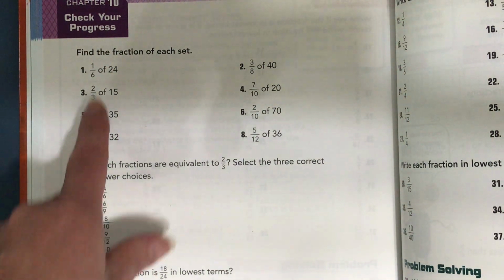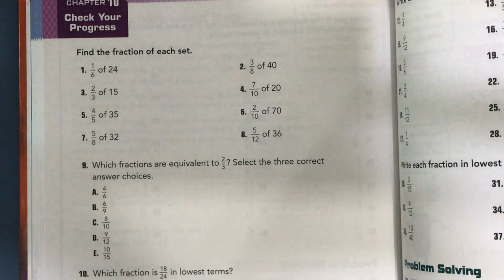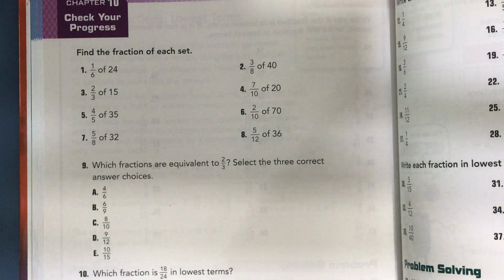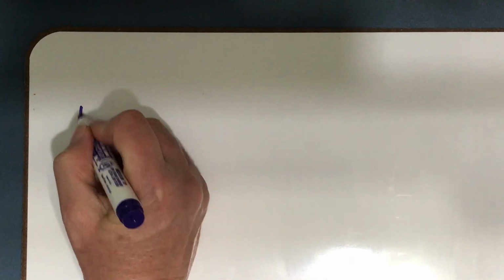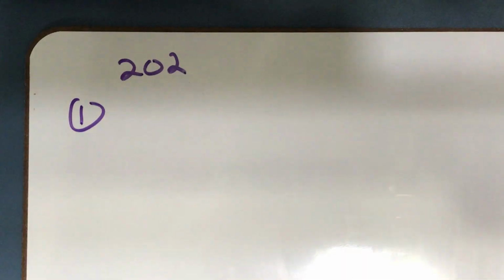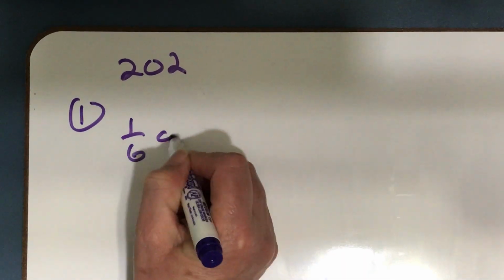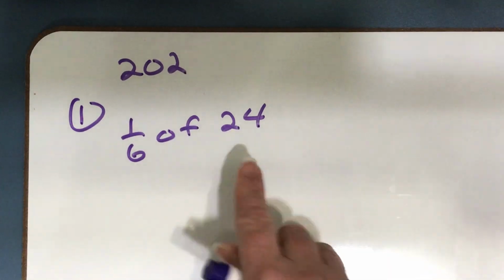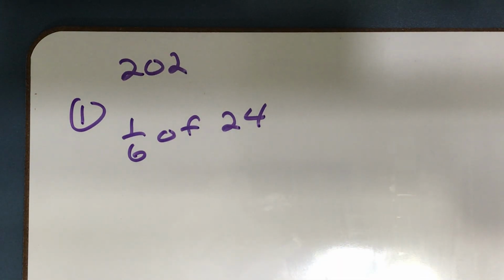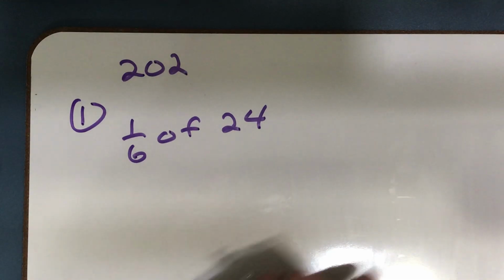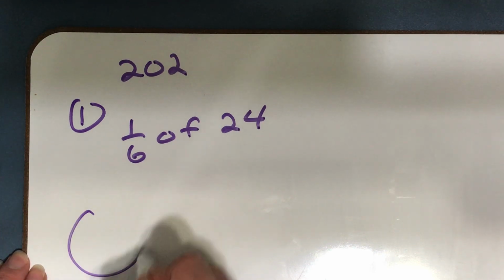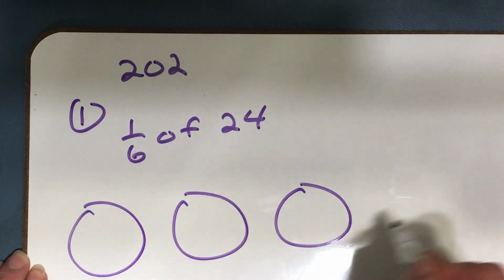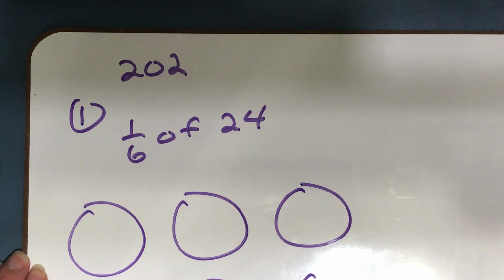So we're going to start with the first section that says find the fraction of each set. I'm going to start with number 1. Number 1 says 1/6 of 24. So I'm doing number 1 on page 202. When I find a fraction of a set, 1/6 of 24, the whole number tells me how many counters I need. I need 24. So I have 24 beans counted out, and then I need to have 6 circles. So 1, 2, 3, 4, 5, 6.